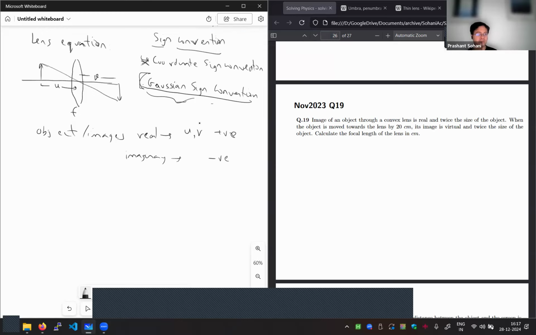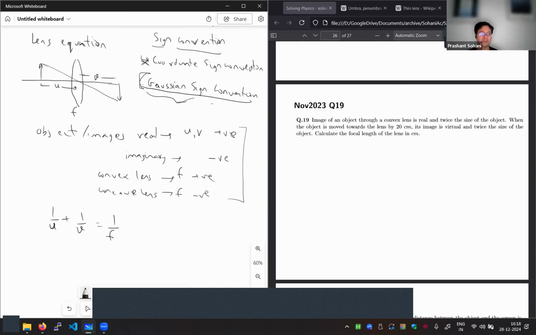Okay, so the sign convention we are following is that for real objects, you take the u and v positive. Imaginary object, you take it to be negative. And for the lens, the focal length is positive for a convex lens, and for a concave lens, the focal length is negative. So very simple sign convention actually. I feel this is very easy to explain. And what I like the most about this sign convention is what the lens equation becomes. It becomes 1 upon u plus 1 upon v is equal to 1 upon f.